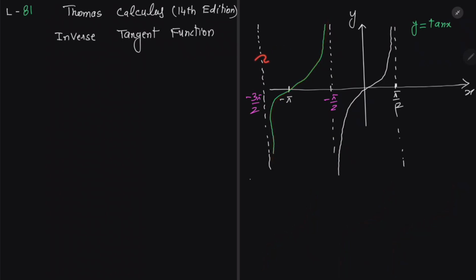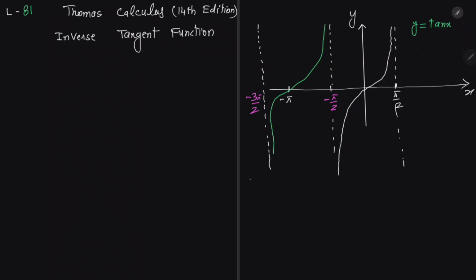But when I look at the horizontal line test, you can see that a horizontal line passes through two points, so we cannot find a tangent inverse x on this domain. Remember that the domain for tangent x is minus infinity to infinity and so on, and we want to restrict the domain.